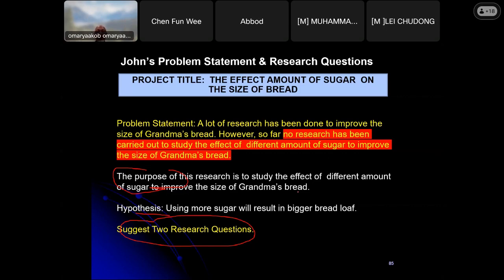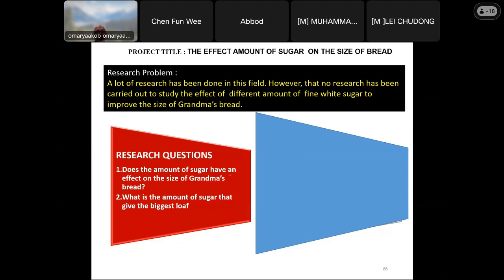So that's why we see that the research question is, does the amount of sugar have an effect on the size of grandma's bread? And the second question is like what you asked just now. What is the amount of sugar that gives the biggest loaf? So the first thing is to check whether it has an effect or not. And the second one is to zoom in on what is the amount to give the biggest loaf. Okay? So you see how the research problem cascades into the research question.